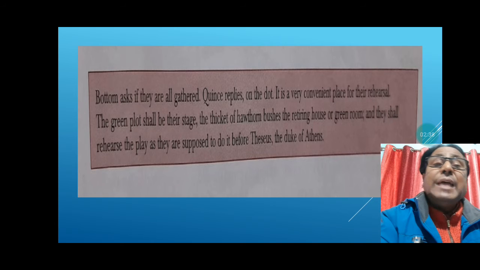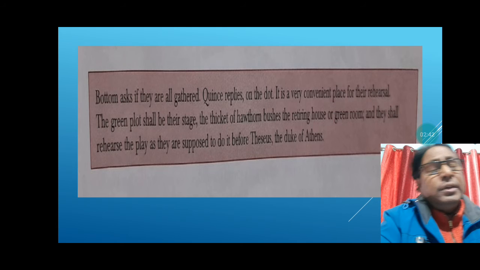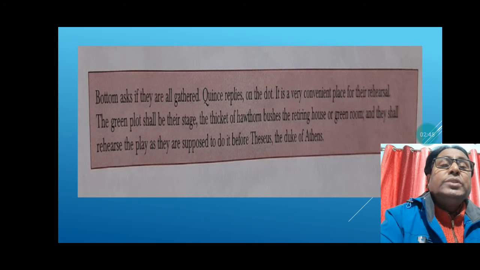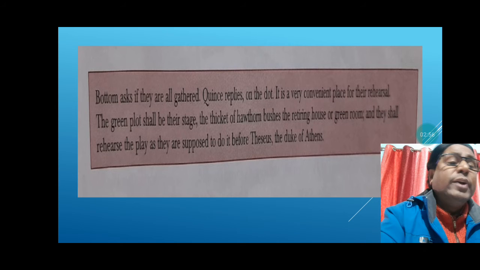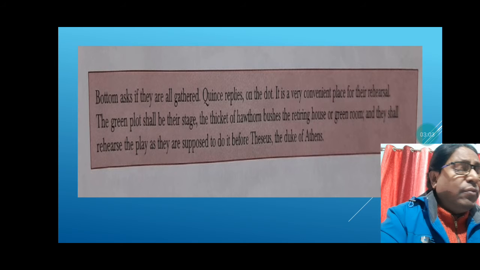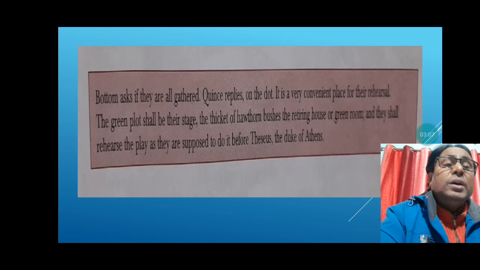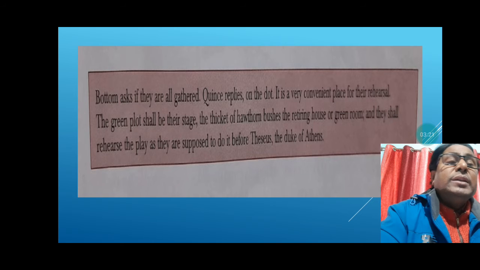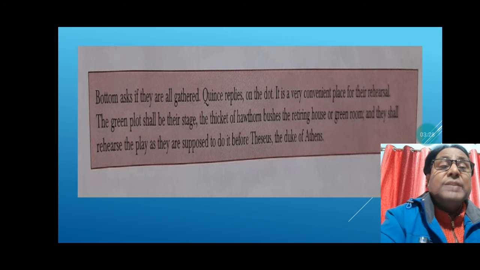The green plot shall be their stage. The green plot was there only. They just decided to use that as the stage where they were going to perform the rehearsal. And the thickest of the hawthorn bushes, that hawthorn bush is a kind of thorny bush or plant in the forest there, so they thought that they could use that part as their retiring room or green room, where they could change their dress and decorate themselves to be part of the rehearsal. So as a retiring house or green room, they decided, and they shall rehearse the play as they are supposed to do.